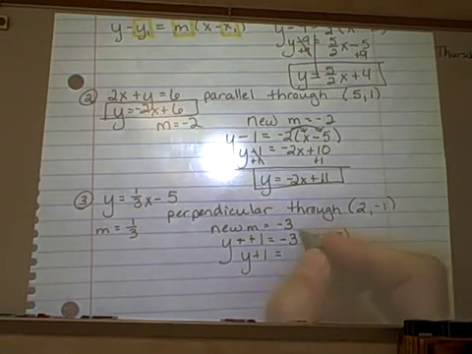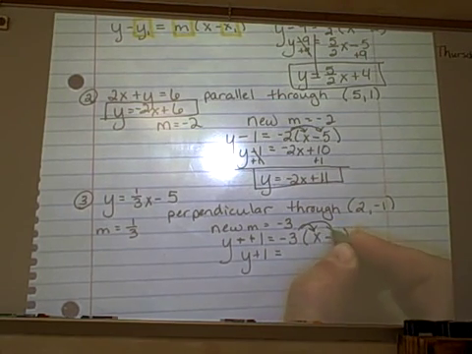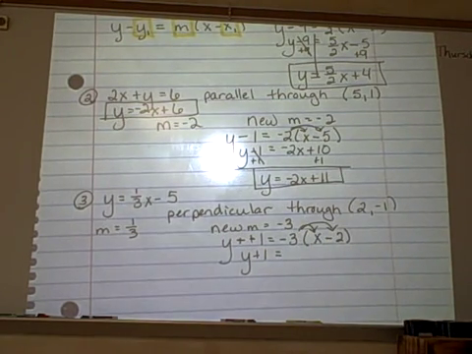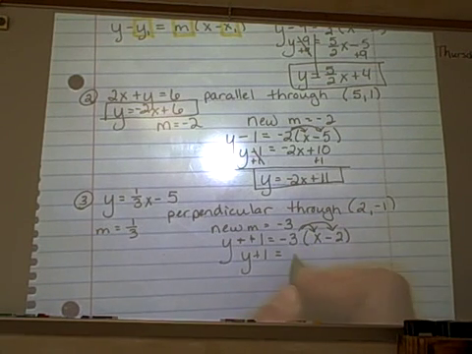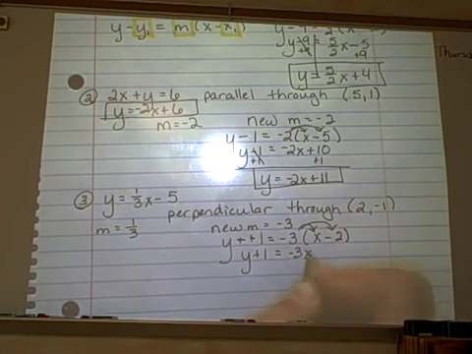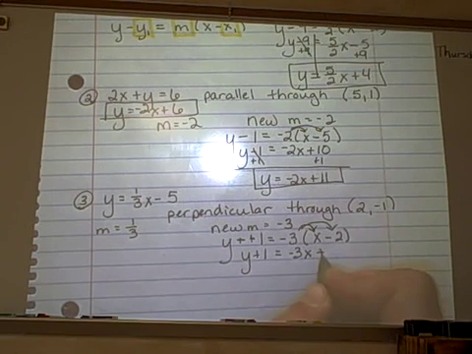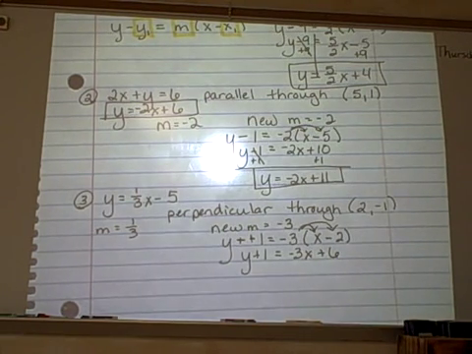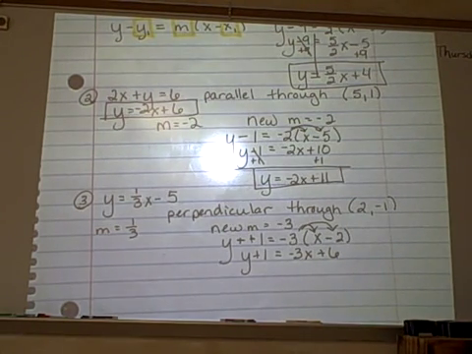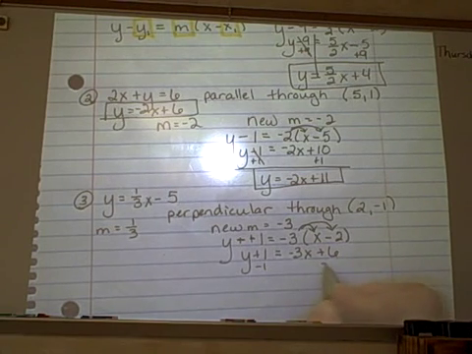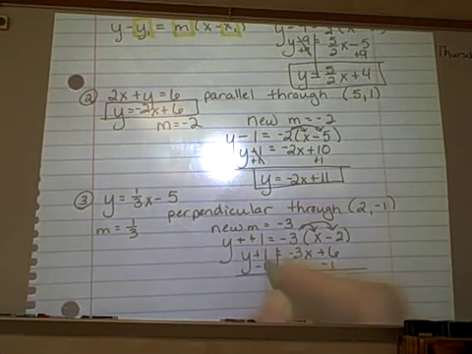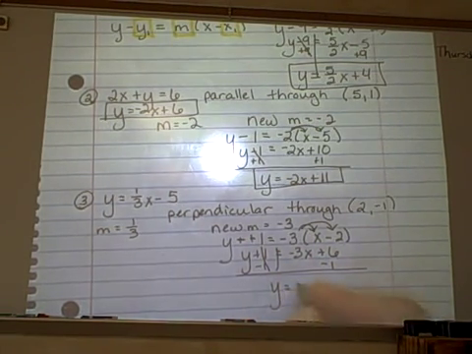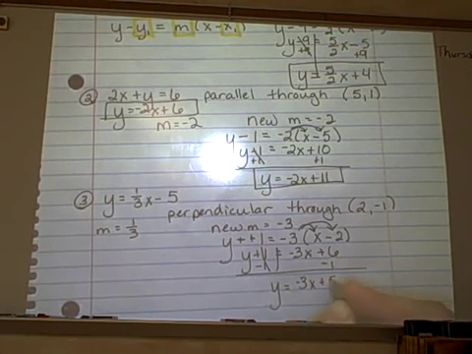So we're going to take negative 3, multiply it times everything inside the parentheses. That's negative 3 times x, which is negative 3x. Negative 3 times negative 2 is positive 6. I've got one tiny little thing to fix. Subtract 1. Y equals negative 3x plus 5.